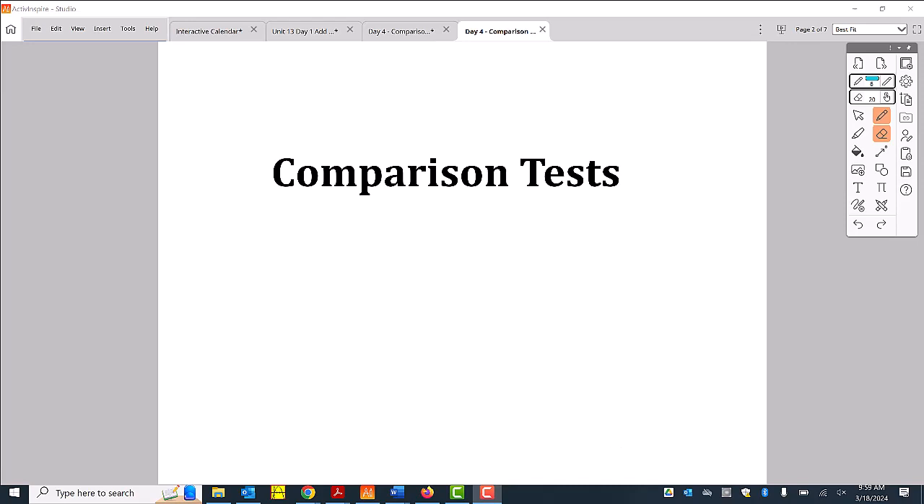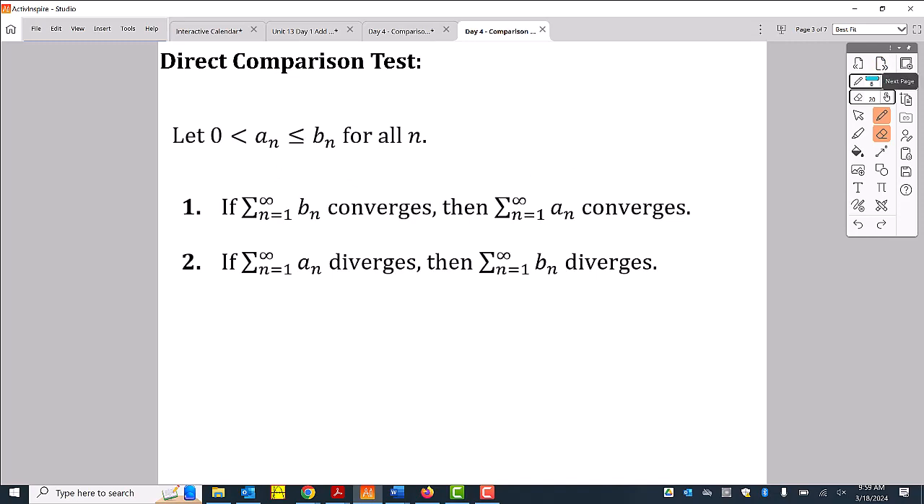All right, today we're looking at the comparison tests. We're going to start with the direct comparison test. This says if you have a sequence A and sequence B, where B is bigger than A for all n values, so each term of B is bigger than each corresponding term of A, then direct comparison test says that if the sum of B converges, then the sum of A converges.